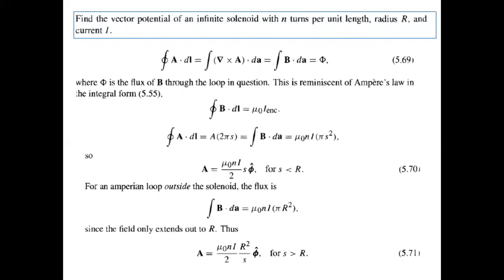So basically what happens is we get the value of A from this one. So what we're doing is basically converting from this equation. We are using this one to calculate the value of the vector potential here, for which is inside the radius of the solenoid, and this one which is outside the radius of the solenoid.